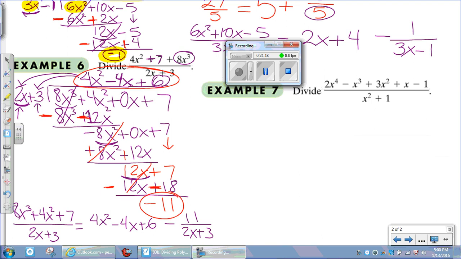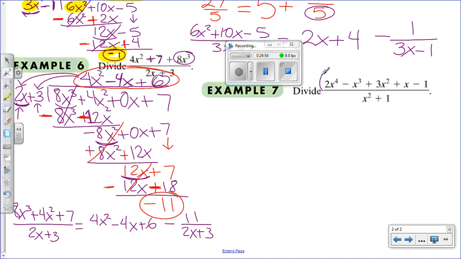Now we're going to move on to example 7, which is the last problem for this video and this lesson. And we have a pretty long polynomial here, so I'm just going to check that it is in descending order. So we start with the term of degree 4, degree 3, degree 2, degree 1, and degree 0. Remember, every constant term is of degree 0.